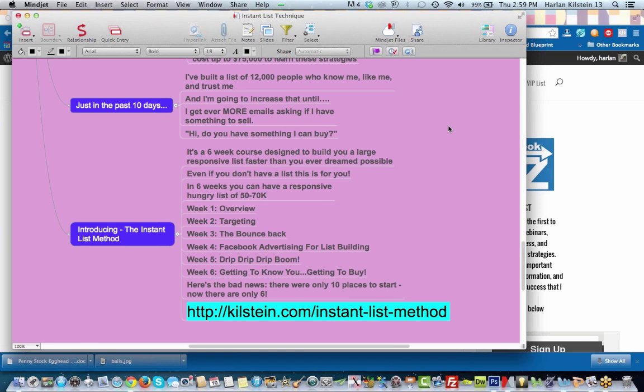So this is what my instant list method is about. Now, I decided to open this up this week to 10 people. The reason that it's only open to 10 people is this is not going to be lecture. This is going to be me rolling up my sleeves, getting to know each of the 10 people and working with them.